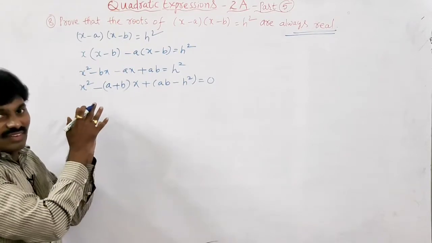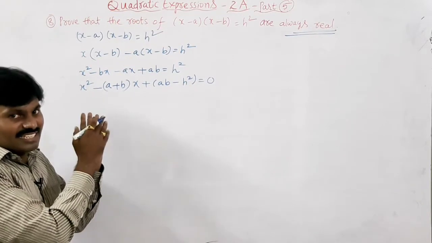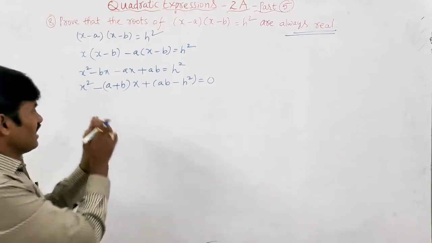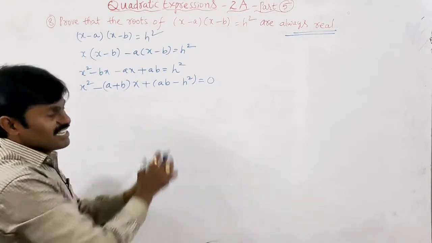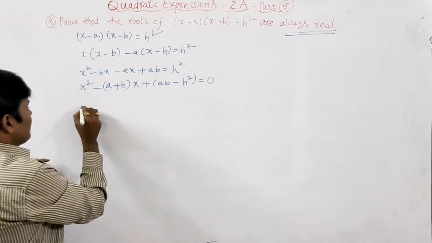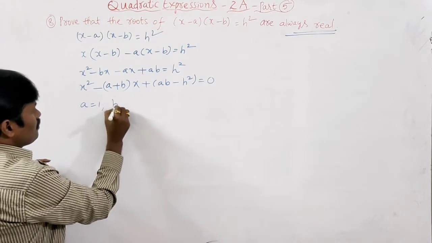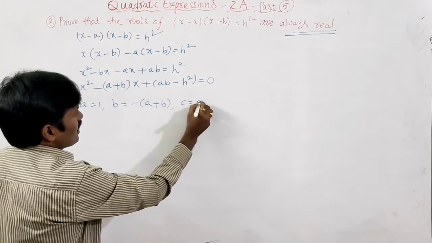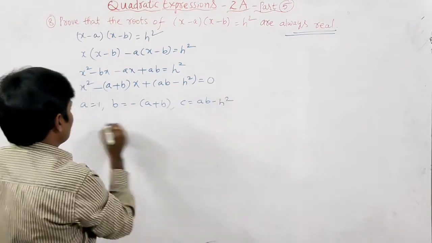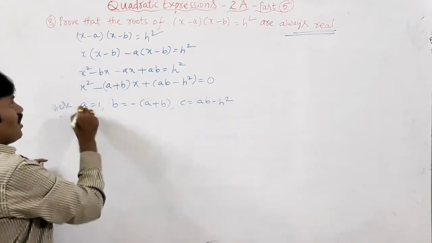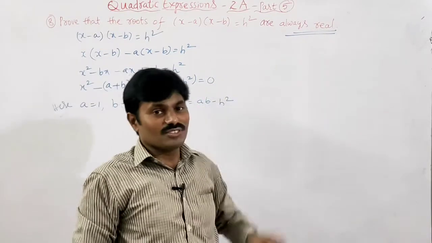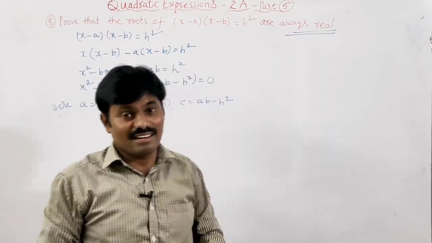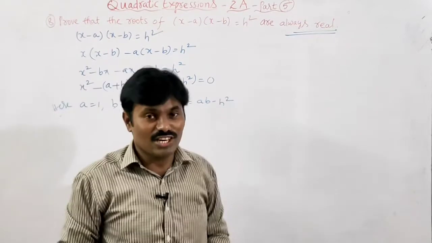Now it is in the general form of quadratic equation, ax square plus bx plus c is equal to 0, where a is equal to 1, b is equal to minus of (a plus b) and c is equal to ab minus h square. Okay. Now we are discussing the nature of the roots here. Real or not, that is about the nature of the roots.